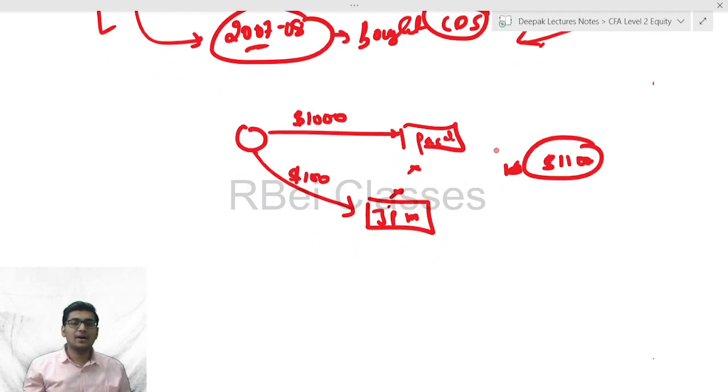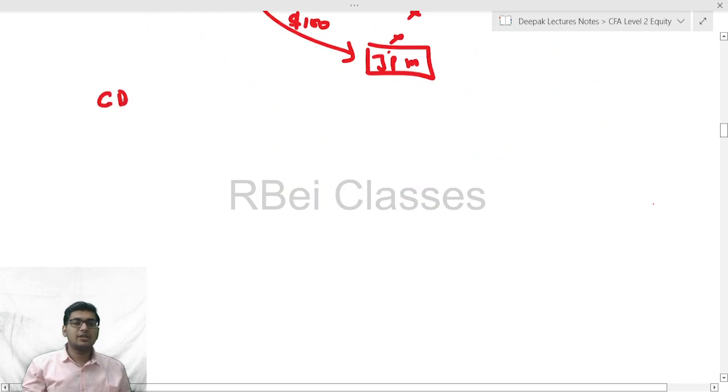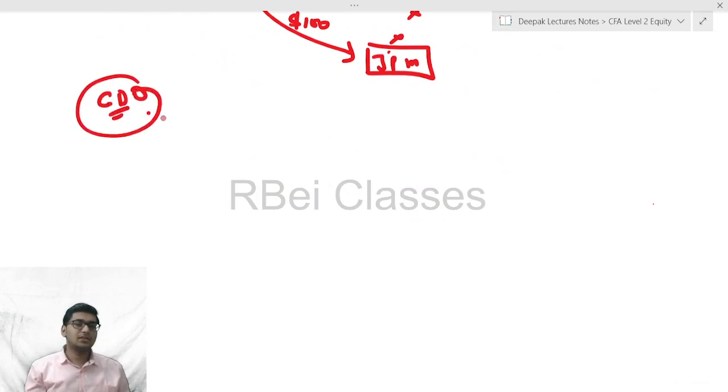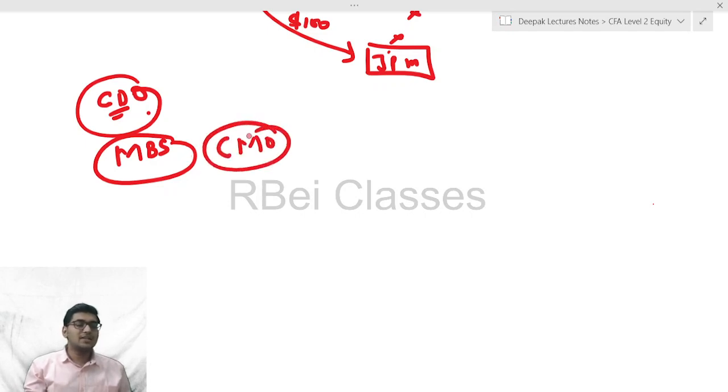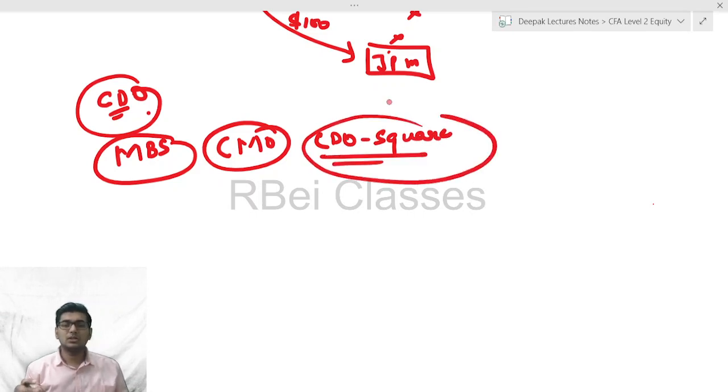Clear? Then you need to have a good understanding of CDOs, that is collateralized debt obligations. Mortgage backed securities, there will be a dedicated chapter on these, so don't worry about that. CMOs, that is collateralized mortgage obligations. CDO squared. I'm just putting up these terms in front of you so that you can recollect their meaning, because if I start explaining these terms again, it will take huge time and it will again become a syllabus. So this is more importantly a type of revision video where I will pick up a few points and give you the hint that these are the areas which are key and important for our syllabus.